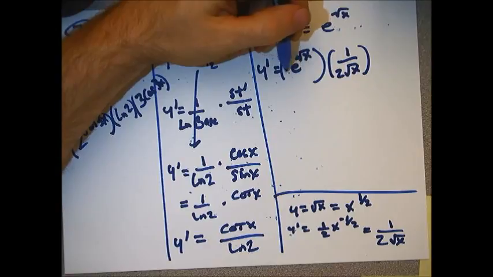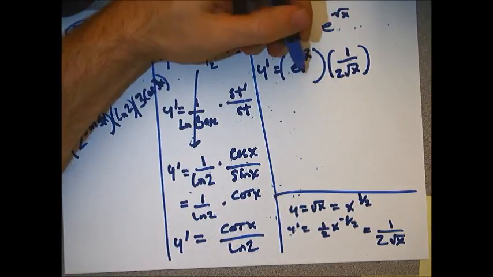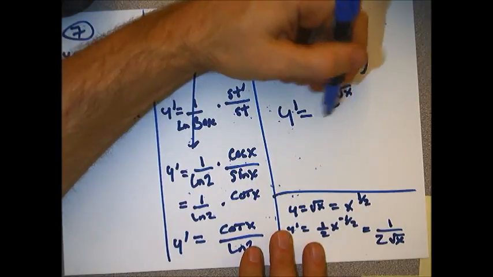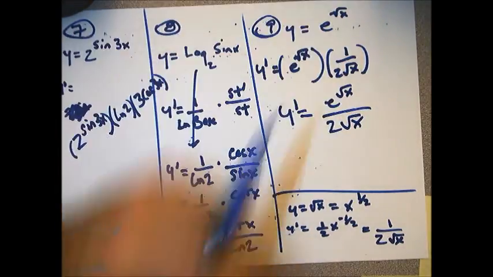Better answer would be this: e to the square root of x is kind of up top if you put it over 1, right? So better answer would be e to the square root of x over 2 root x.